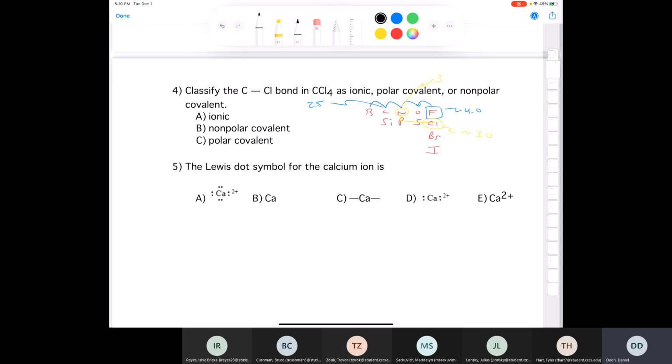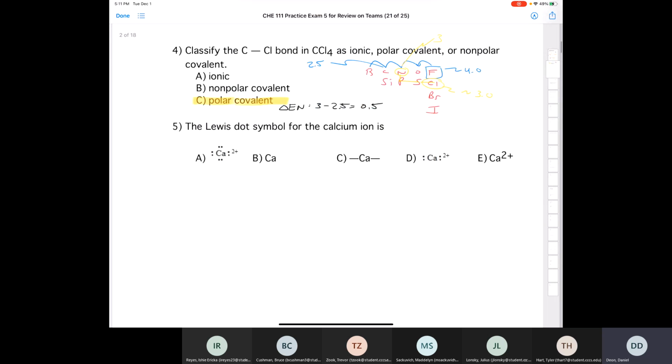But you can see that the difference in electronegativity will roughly be 3 minus 2.5, which is 0.5. Our cutoff was around 0.4, so this is definitely a polar covalent bond. Not only is it polar, but we know that it's covalent because the bond is between 2 nonmetals, and so this is a polar covalent bond.